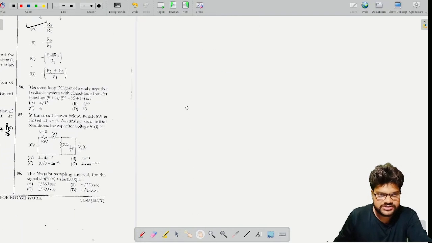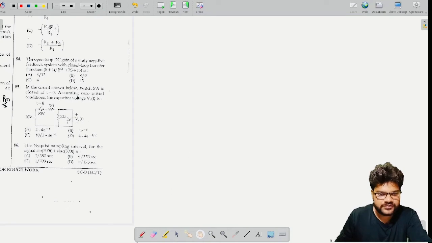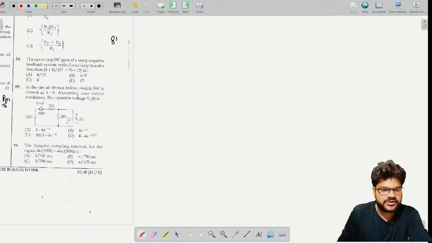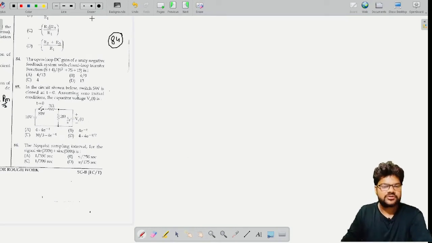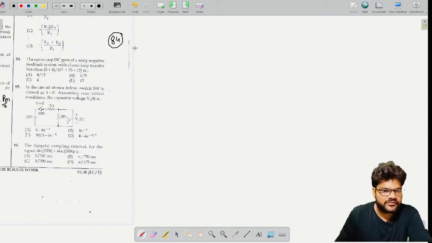Let's go to next question number 84. So question number 84 is from control system. The open loop DC gain of unity negative feedback system with closed loop transfer function.